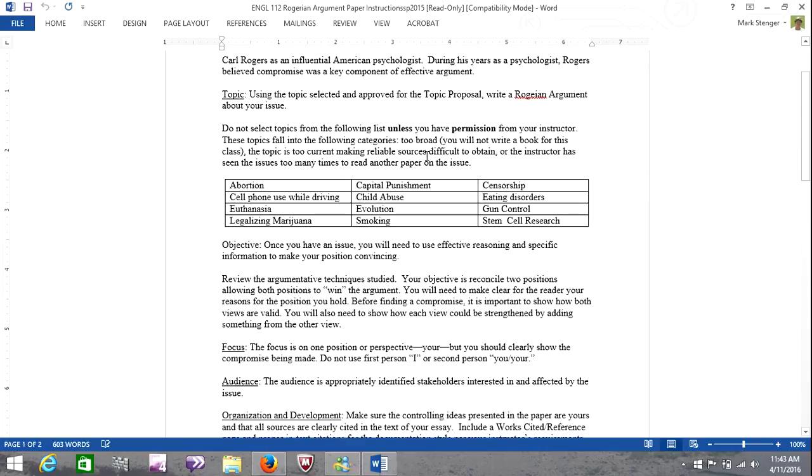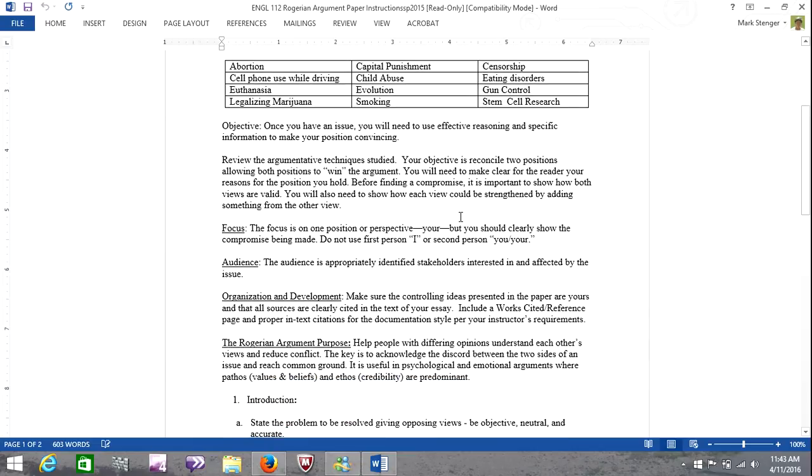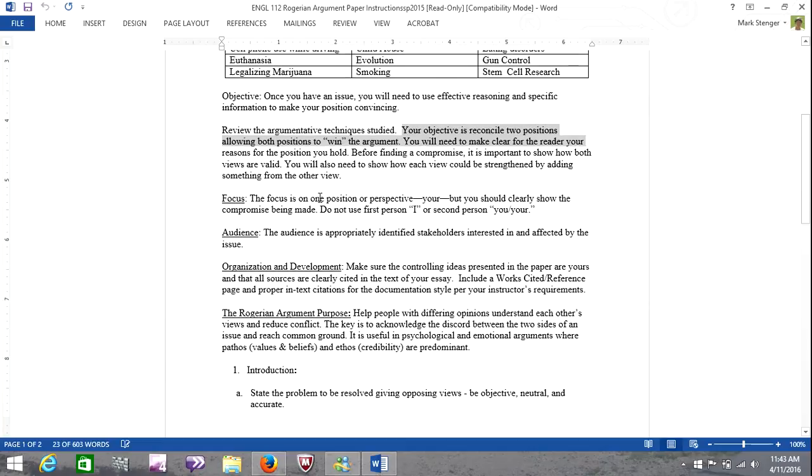You're using the same topic that you've been writing about for the semester, so we don't need to cover this. As it states, you're trying to reconcile two opposites, allowing each position to win the argument. That may not necessarily mean win outright, because one argument is probably going to be superior to the other, but the point of the essay is to point out that both sides have valid reasons for their position. When you write this paper, the focus should be from one perspective, and that is yours. And yeah, there's a typo there. That should be yours, not your, but I didn't write this.